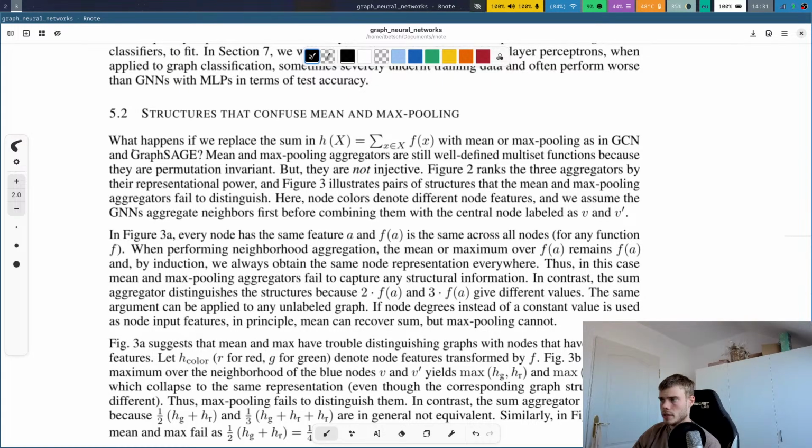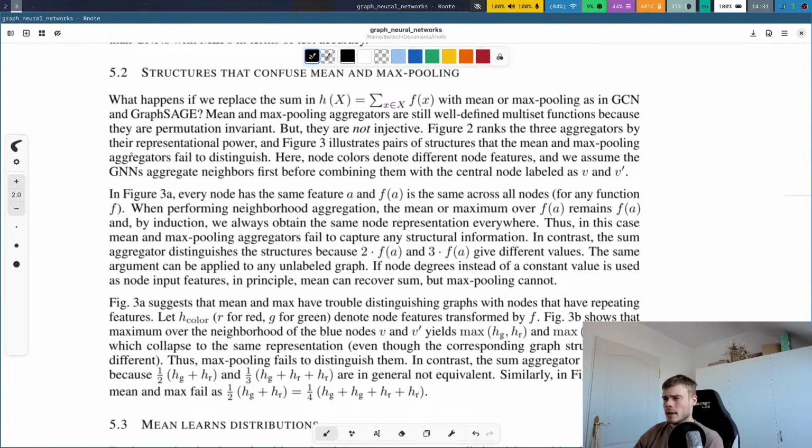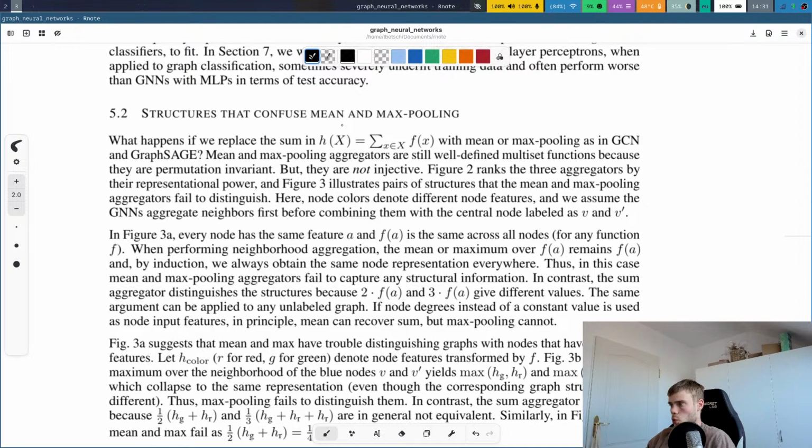Structures that confuse mean and max pooling. What happens if we replace the sum in h of x is equal to the sum with this function with mean or max pooling as in GCN or GraphSage? Mean and max pooling aggregators are still well-defined multiset functions because they are permutation invariant, but they are not injective. Figure 2 ranks the three aggregators by their representational power.